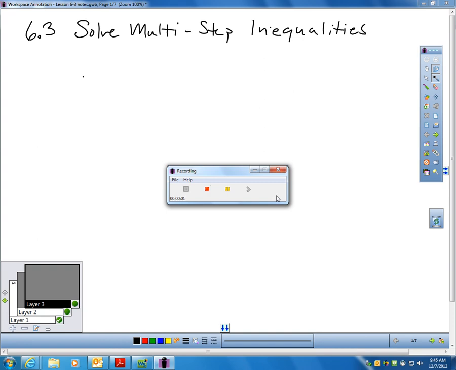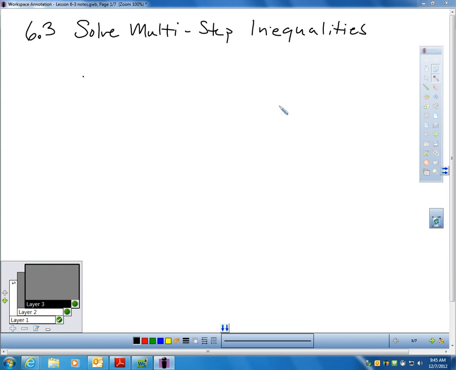Hi, and this is section 6.3, solving multi-step inequalities. And I think you're going to find that chapter 6 in solving inequalities is really a lot of review of what we learned in chapter 3 where we were solving equations. I taught chapter 3 the same way. In chapter 3 we worked on solving one-step equations first, then two-step equations, and then multi-step equations.